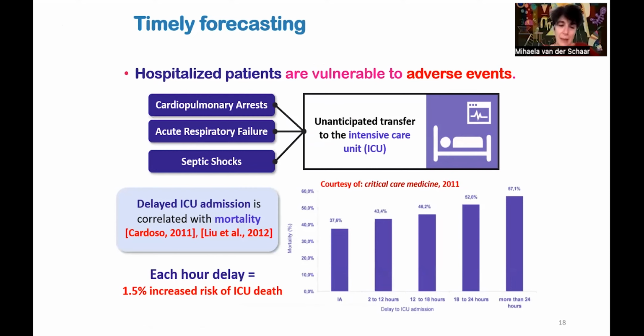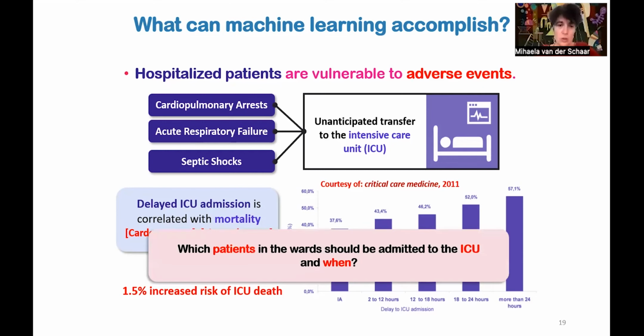Also, the problem of time series forecasting is essential in complex settings in the hospital, where it has been shown that delayed ICU admission is correlated with mortality, and that identifying late patients who are at risk and transferring them late is associated with increased ICU death. So what can machine learning accomplish in this context? It can identify earlier than the clinicians when patients should be admitted to the ICU. This also goes the other way: it can identify early when patients can be safely sent to the regular wards.